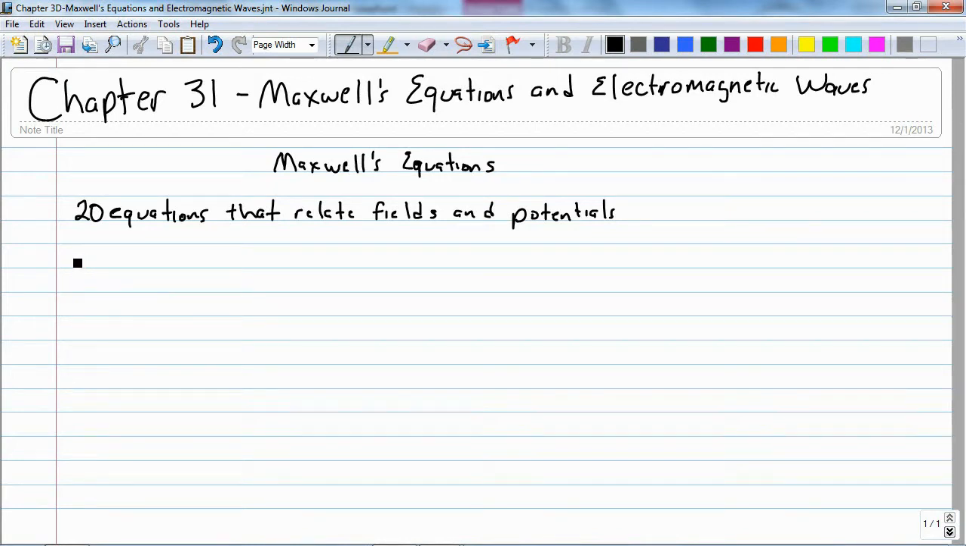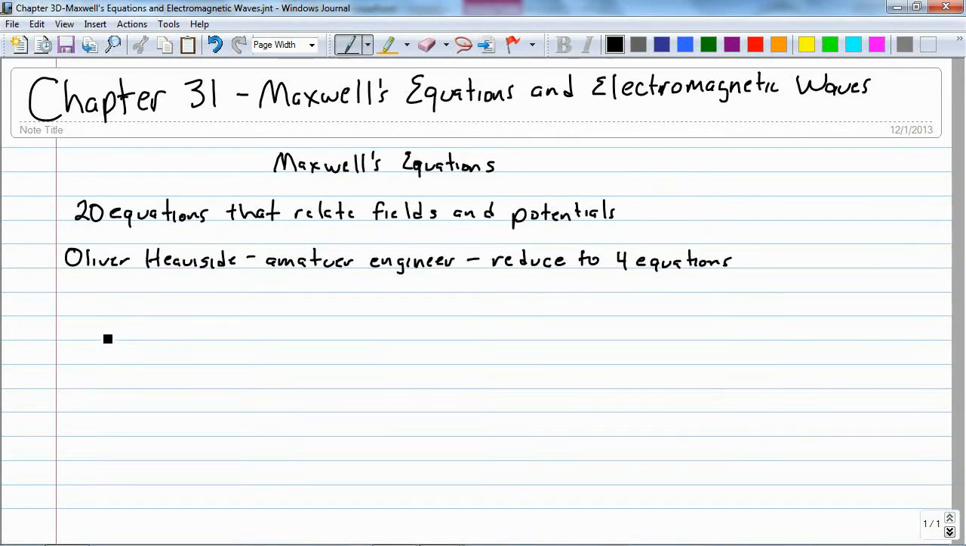And so in the late 1800s, a man named Oliver Heaviside, he was an amateur engineer, was able to reduce them to 4 equations to describe the phenomena.